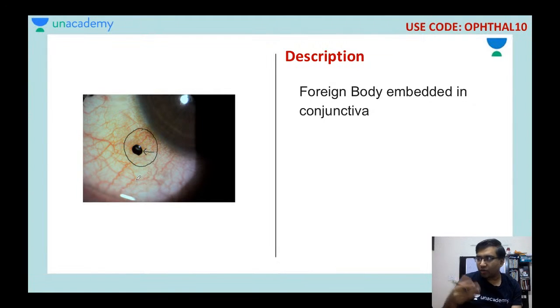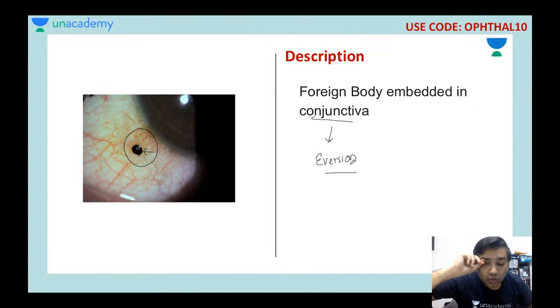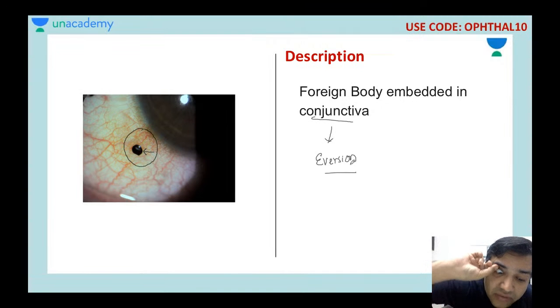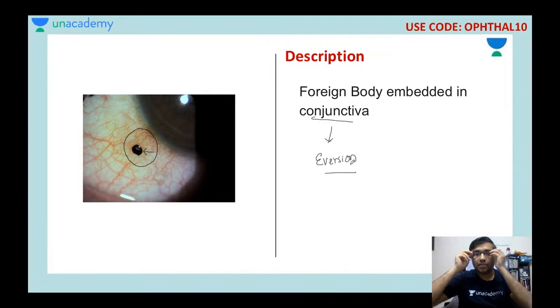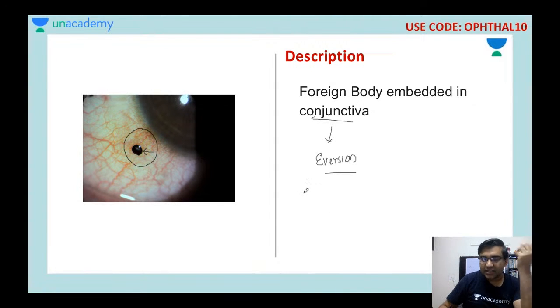So I would come to the management part also, Ashish. So what we would do is, we would just remove this foreign body. And very important is, whenever you see a conjunctival foreign body, you have to do eversion of the conjunctiva as well. What is the meaning of eversion? So this is your eye, you hold it and then you evert it. Can you see here? You hold it and then you evert it so that you can see the palpebral and the fornicial part also.